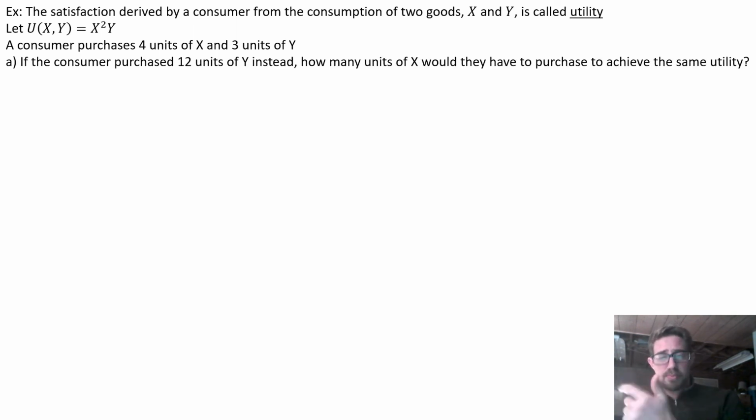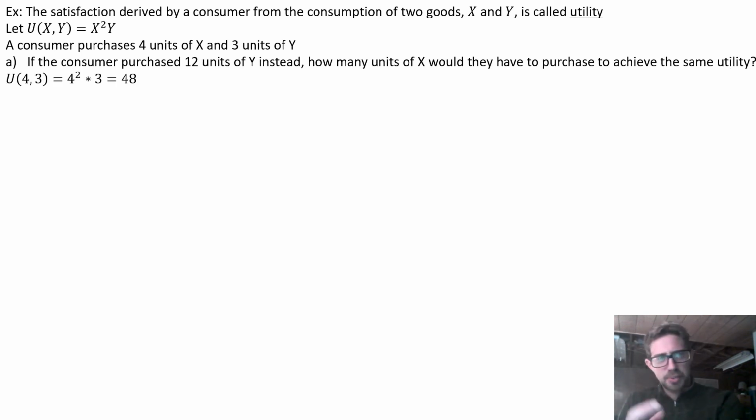So now part A of the actual questions. If the consumer instead purchased 12 units of y, right? We went nuts with the y. We got 12 instead of 3. How many units of x would they have to purchase to achieve the exact same utility, to have the same equivalent experience? We have to do a little bit of math, but it's not hard math yet.